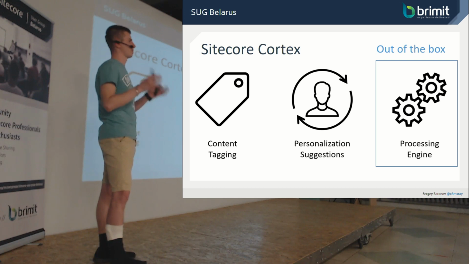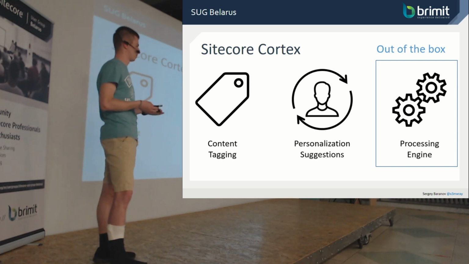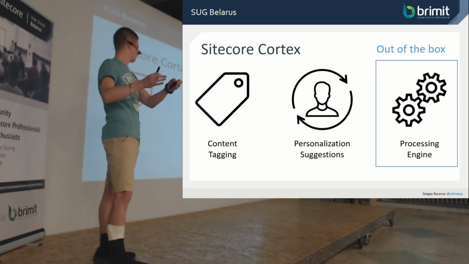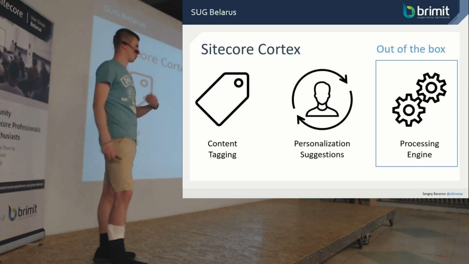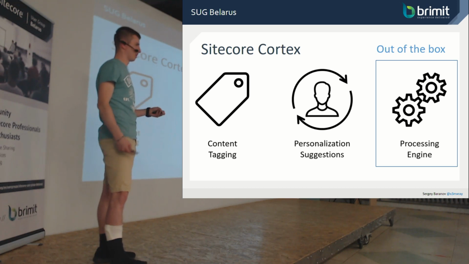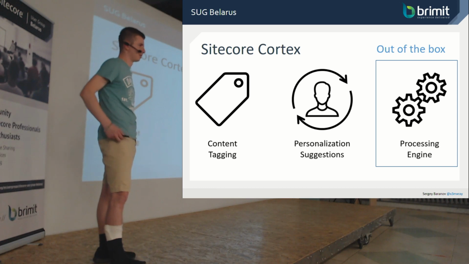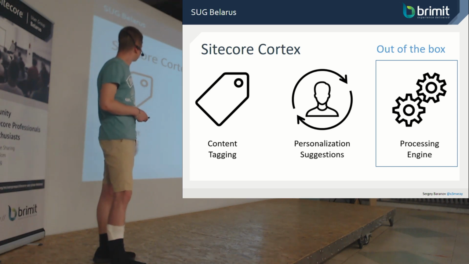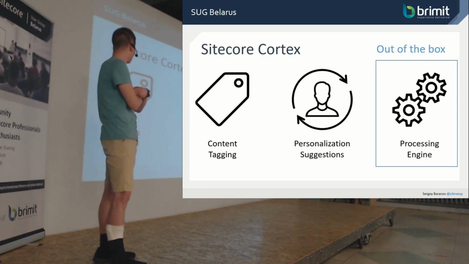How does it work? You have a page item in Sitecore. This item can have some text content. Sitecore extracts this text content and pushes it to a third-party service that has a machine learning implementation, and as a result, the service returns a list of tags to Sitecore, and that's all. It is also related to Sitecore Cortex, because in this situation we have machine learning.